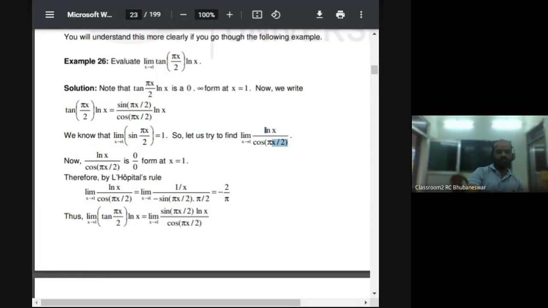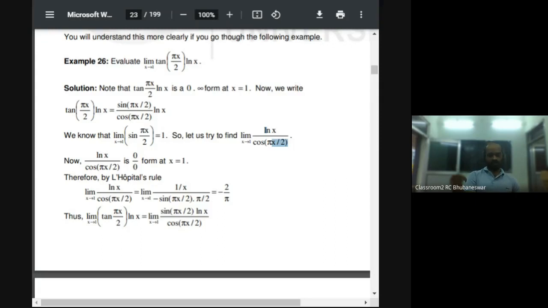So now, whenever we find this 0 by 0 form, then very clearly we can ensure that yes, we can use now the L'Hopital rule to calculate the same. So here we are using the same one. The calculation in the form of L'Hopital rule, the process will be the same.